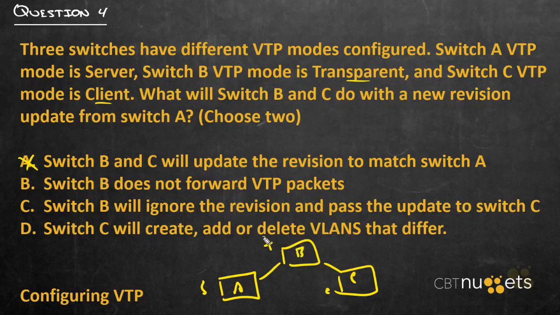Because switch B is transparent, it's going to ignore. It doesn't have a revision. It's always going to be 0. It ignores updates. Switch B does not forward VTP packets. I would disagree with that. Transparent switch will forward them through. It just ignores them. It doesn't look at it. So switch B will ignore the revision and pass the update to switch C. That sounds better. Yes, ding, ding, ding. And switch C will create, add, or delete VLANs that differ. Ding, ding, ding. Yes. Choose 2 answers, and those are your correct ones.